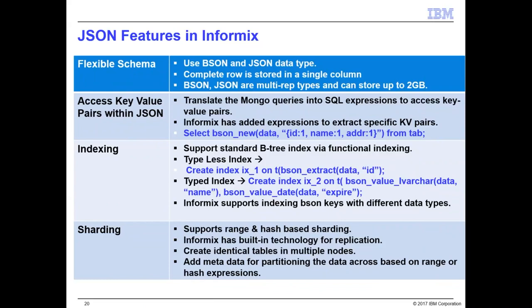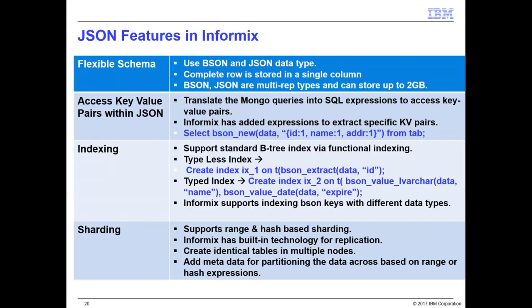You can access key value pairs within JSON, translating Mongo queries into SQL expressions to access key value pairs, adding new expressions to extract specific key value pairs, seen here on the screen. You can do indexing, both typed and typeless. Typeless means we don't know what the data type of the column is. Typed means we do know, and so we can choose the appropriate BSON value function. And there are a bunch of them, and we'll see those in a couple of slides.